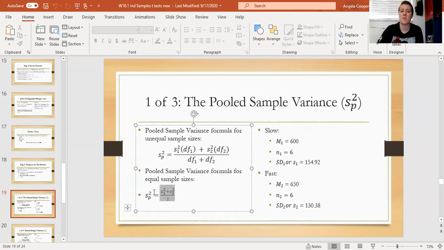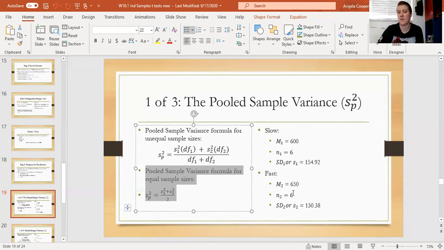So we know that we are going to use this information here, the pooled sample variance formula for equal sample sizes, since indeed our sample sizes are equal. Now, if one of them was 7 and the other one was 6, or if they were just not equal, doesn't matter what the numbers are, we would have to use this top formula up here, but we do not. So let's stick with this one.